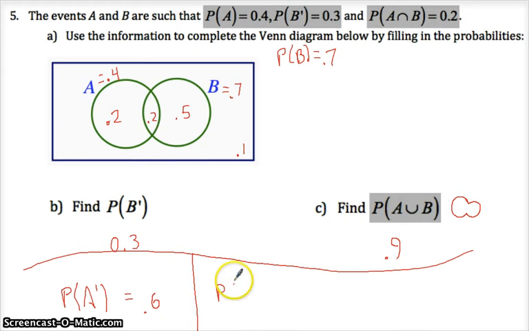There's another problem. Probability of A and B not. Ooh, you thought it was going to be easy. A and B, that's 0.2, so not that would be 0.8. You could also think of that as this 0.2 plus this 0.5 plus this 0.1. Just some extra questions here to make you think.